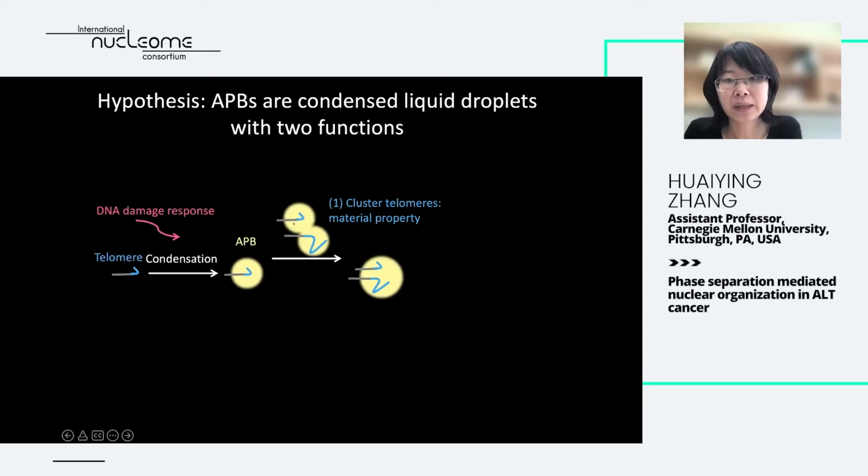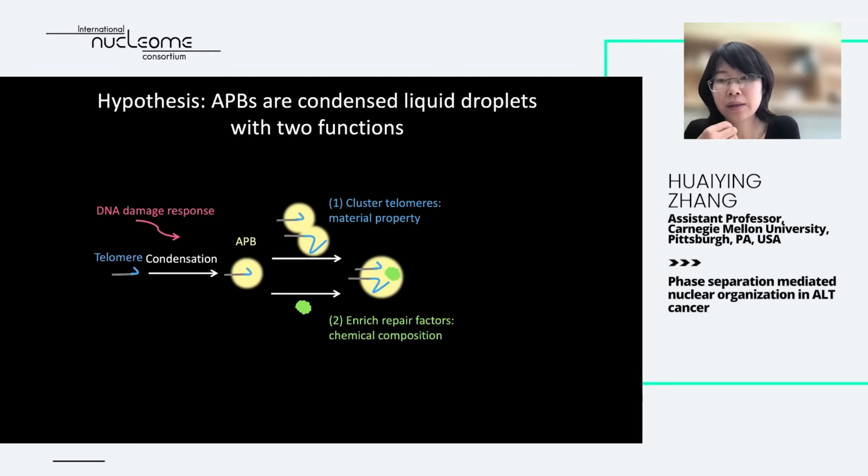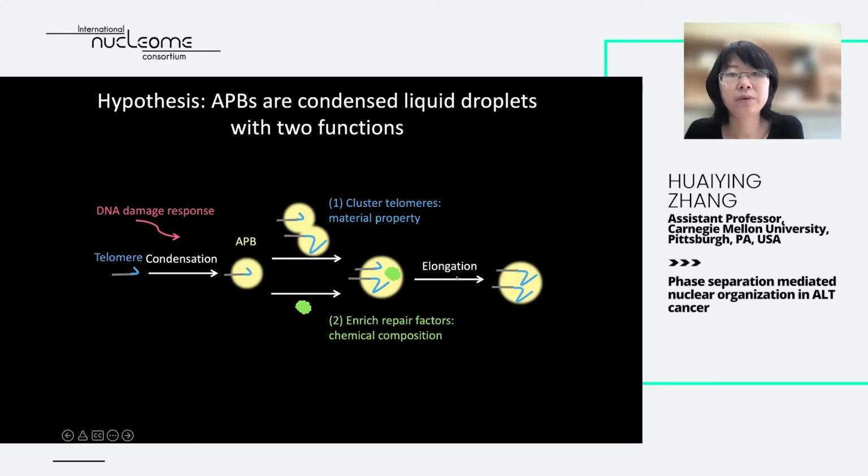And since they're liquid, they can fuse with each other to cluster telomeres together. Also, the PML body condensation process is a way to enrich DNA repair factors, creating a compartment where repair factors can be enriched on the telomere. This is important because our telomere ends are linear DNA, and the DNA repair factors are normally excluded from that region so that the linear telomere DNA is not recognized as DNA damage, which would cause chromosome fusion. So we hypothesize that once telomeres are clustered and we have enrichment of DNA repair factors, this will lead to telomere elongation through homology-directed DNA repair.